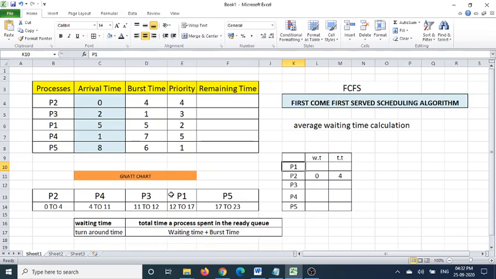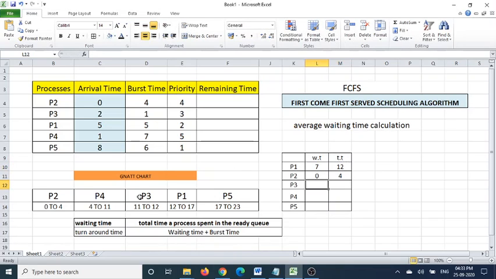P1's waiting time. What is P1's waiting time? You see P1 is here. It is non-preemptive, so there will not be any more P1s here. There is only one P1. Once it gets the CPU, it will finish. So P1 starts running at 12. P1 got into the queue at 5. So the waiting time is 12 minus 5, that is 7. So 7 is the waiting time for P1. Turnaround time is waiting time plus burst time of P1. Waiting time is 7, burst time is 5, so turnaround time is 12.